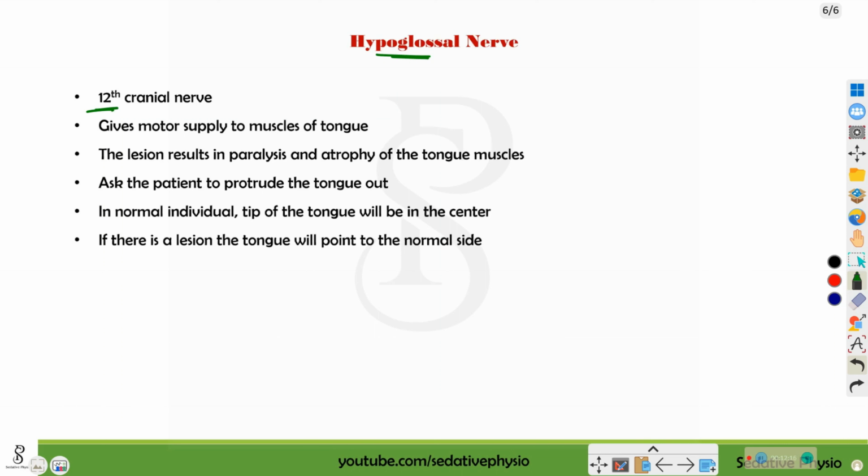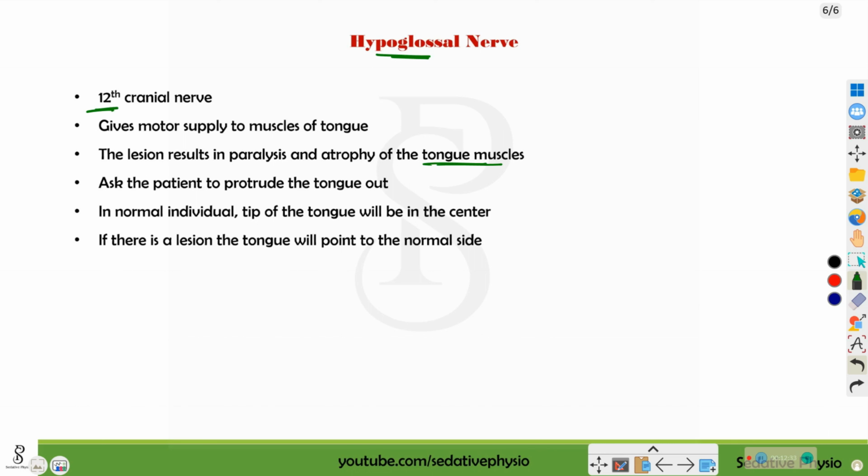And hence, if there is a lesion in the hypoglossal nerve, there will be paralysis and atrophy of the tongue muscles. The tongue muscles will get paralyzed and the atrophy can be seen in the tongue muscles. Okay. Now, for the assessment of the hypoglossal nerve, since it is supplying the tongue muscles, we have to assess the tongue muscle.